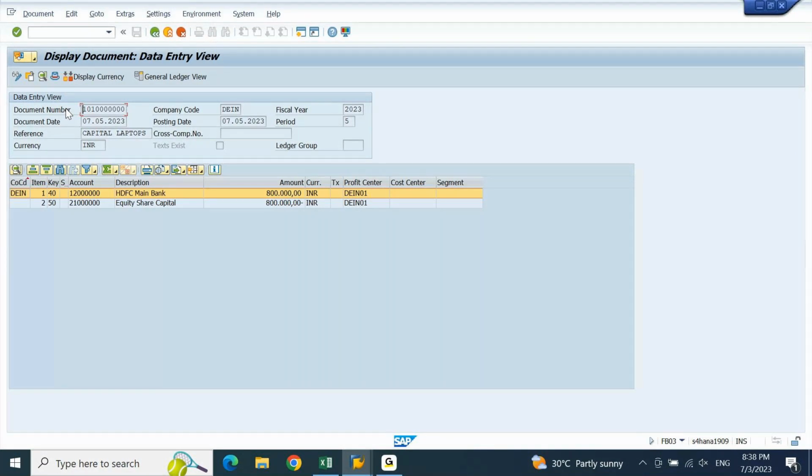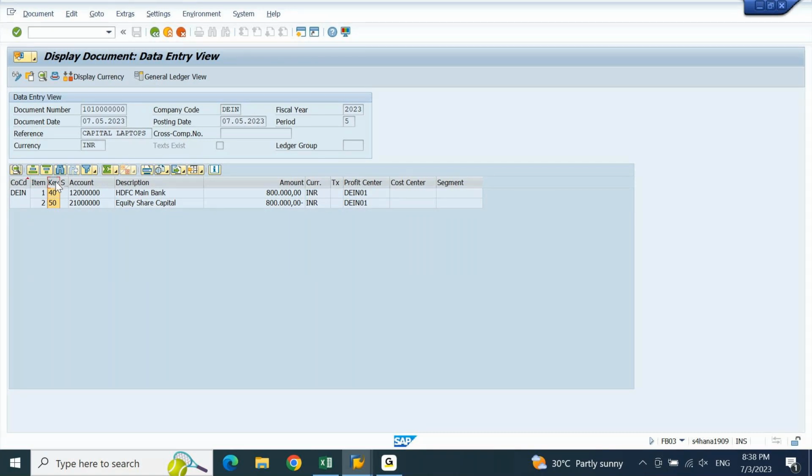Let's say this is one of the accounting entries from SAP, wherein you are going to have debit bank account, credit capital account. Point number one, you can decide whether the account is debit or credit based on the posting key. In manual accounting, you are going to write DR/CR.